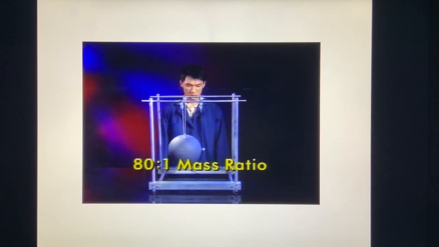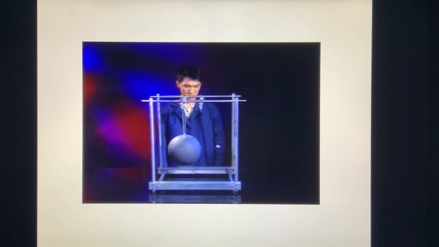Here is a set of balls with an 80-to-1 mass ratio. When the small ball strikes the larger, it bounces back completely, while the larger ball hardly moves. Here's what happens when the last collision is reversed.